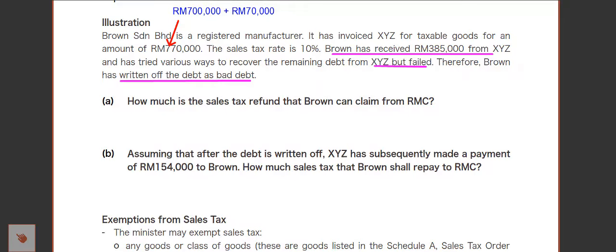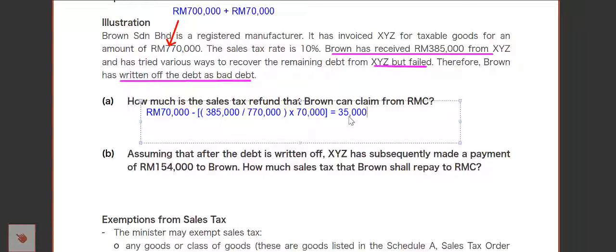So how much can the sales tax refund be? Now use the formula. The sales tax is 70,000. Then minus ABC, right? A is the amount that you've received over the total amount, including the sales tax, multiplied by the sales tax. So how much will the refund be? Right, so if you take 385 over 770, now you get back 35,000. That means actually you look at it, you've got half of the money, so that's why you get back the other half that you cannot get.